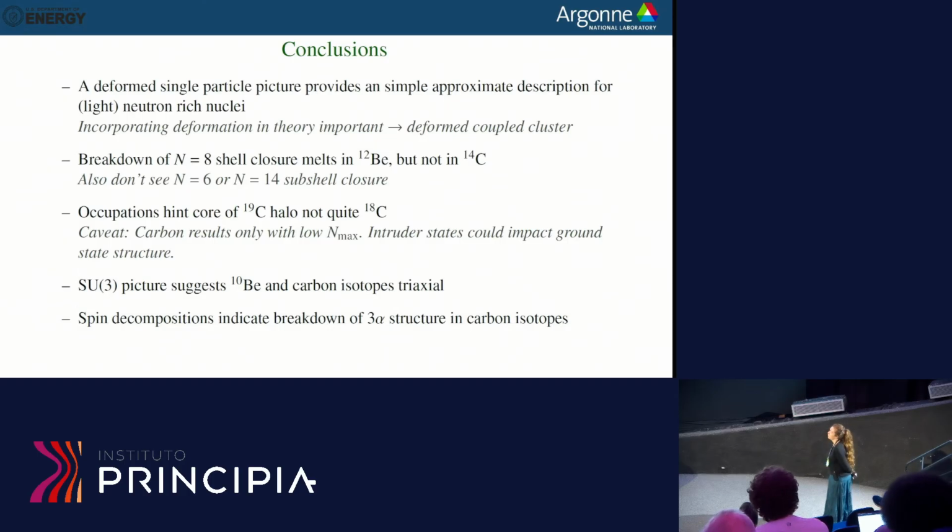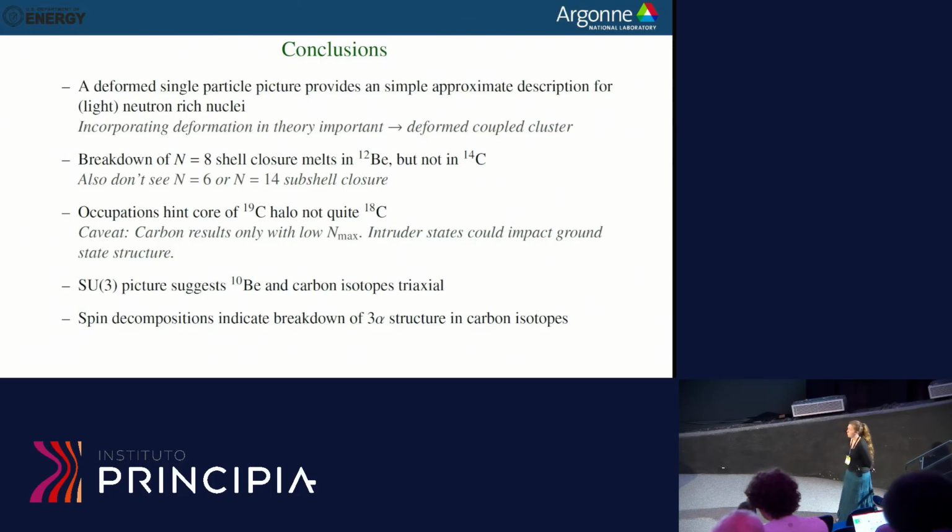We saw in the results a bit of a breakdown of the n=8 shell closure in beryllium-12, but we did not see a breakdown in carbon-14. In fact, it looks very much like there's a shell closure there in terms of the occupations. We also didn't see the n=6 or n=14 subshell closure, but I didn't really talk about that much. The occupations are hinting that the core of the carbon-19 halo might not be quite the ground state carbon-18 state, but again, keep in mind these are very low Nmax calculations, so that could change significantly as we go up in Nmax.